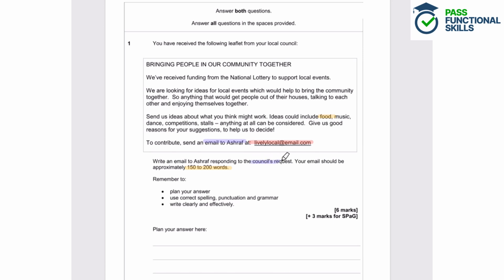So the council has requested this, they want you to bring people in the community together. That is the purpose here. We're trying to make connections within the community by holding a local event.